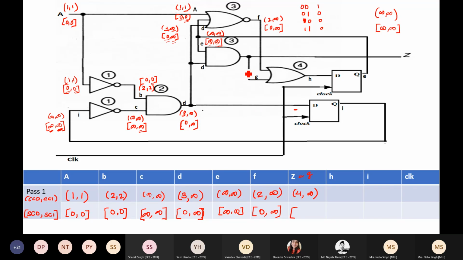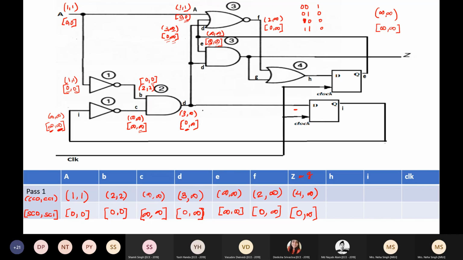SC0 means minimum SC0. Its SC0 is infinity. For the other one, SC0 is 0, so I should choose it as 0. What will SC1 be? SC1 for both the inputs added together. E's is infinity, D's is infinity, so the SC1 will be infinity only.